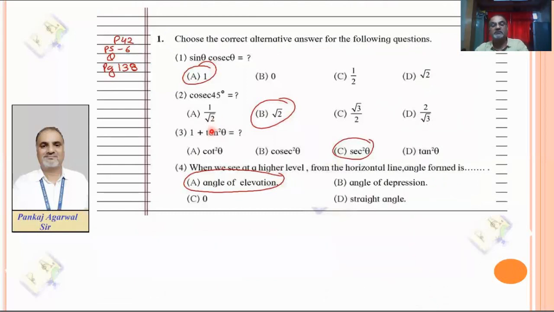Let's end up the class today by using the correct alternatives. Sin theta into cosec theta is 1. Cosec 45 degree is root 2. 1 plus tan square theta is sec square theta. When we see at a higher level from the horizontal line, the angle formed is angle of elevation.